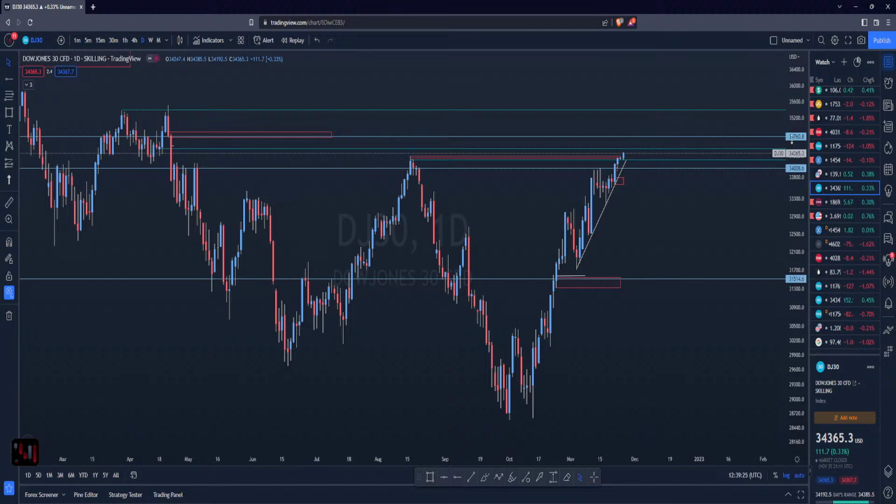346, right? 346 is somewhere. Yeah, somewhere in there, in between those lines.